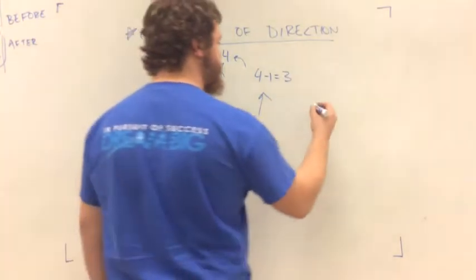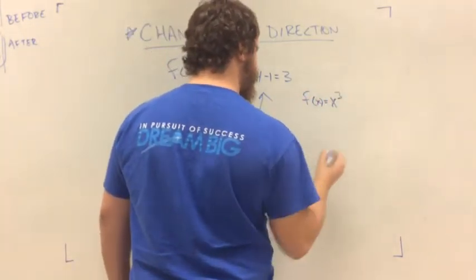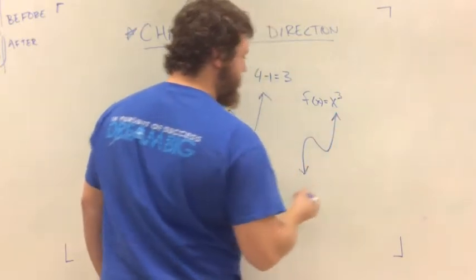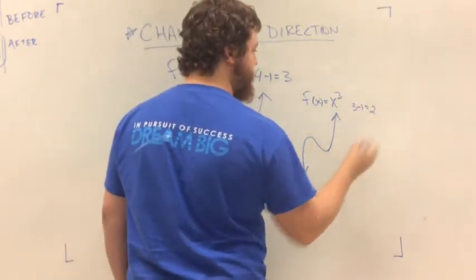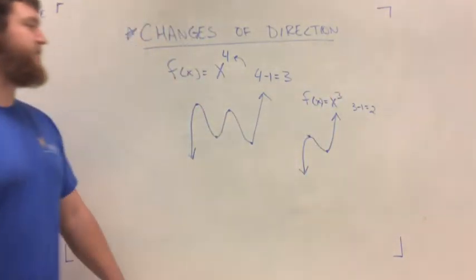Okay, let's see if it makes sense from what we know. F of x, x to the 3rd looks like this, right? It's cubic. How many times did it change direction? Well, 3 minus 1 is 2. It changed once there and once there. So you're counting the number of dips.